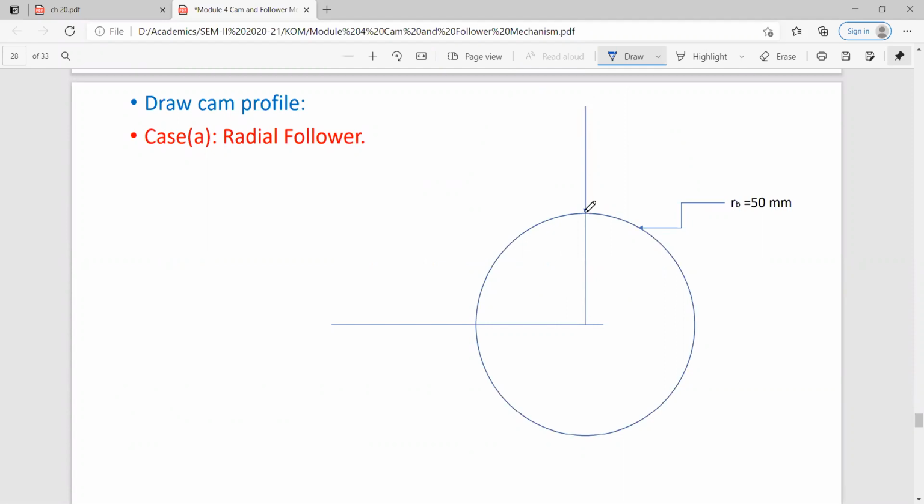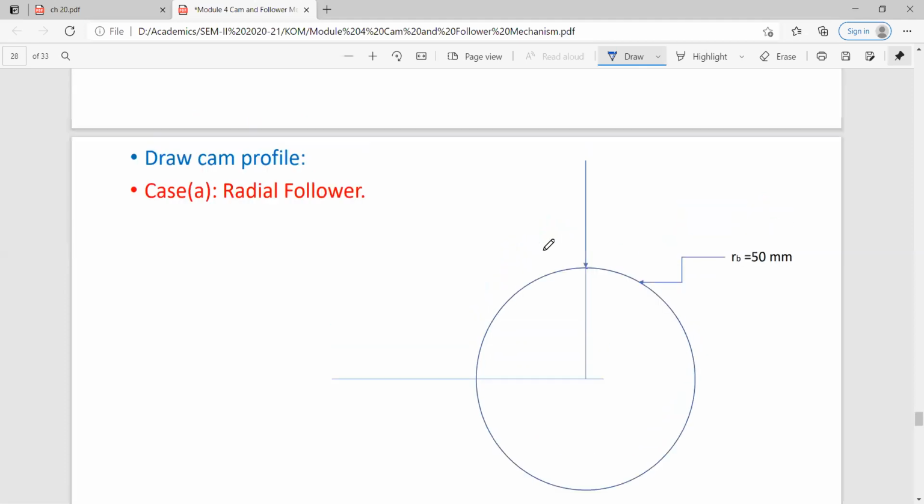Now here is the follower. I am showing it only with one line. Later on, if you want, you can add some dimension to it. You can give it some thickness, some physical form like this. So after locating the follower, you have to mark various angles in proper sequence.